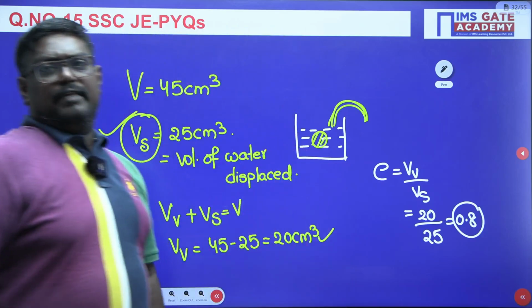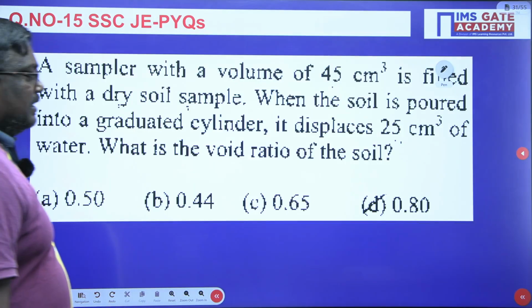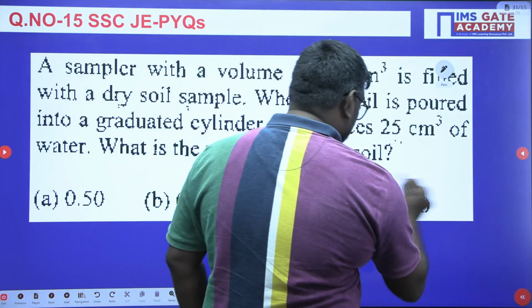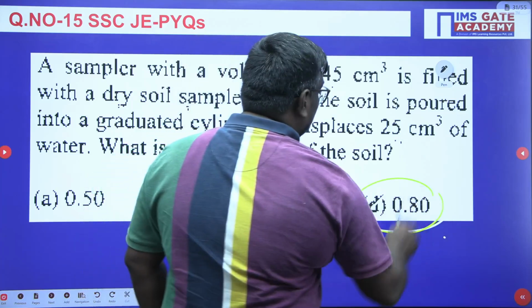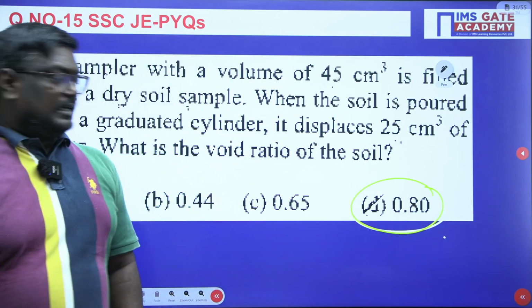I hope you are clear with this solution. Now, my dear students, option D is the right answer. If they ask you in percentage, sir, then it will be taken as 80 percentile.